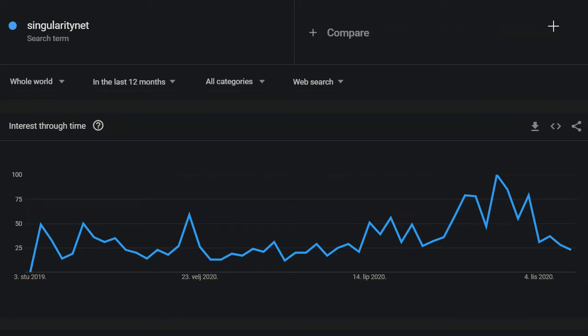First of all, I see that in September of this year, beginning of September, your interest was at the highest peak. And since then, you kind of lost your interest in SingularityNET, don't you? So, from 100, you came to 23. But I bet that this 23 is the number of hardcore lovers of SingularityNET and artificial intelligence, right?